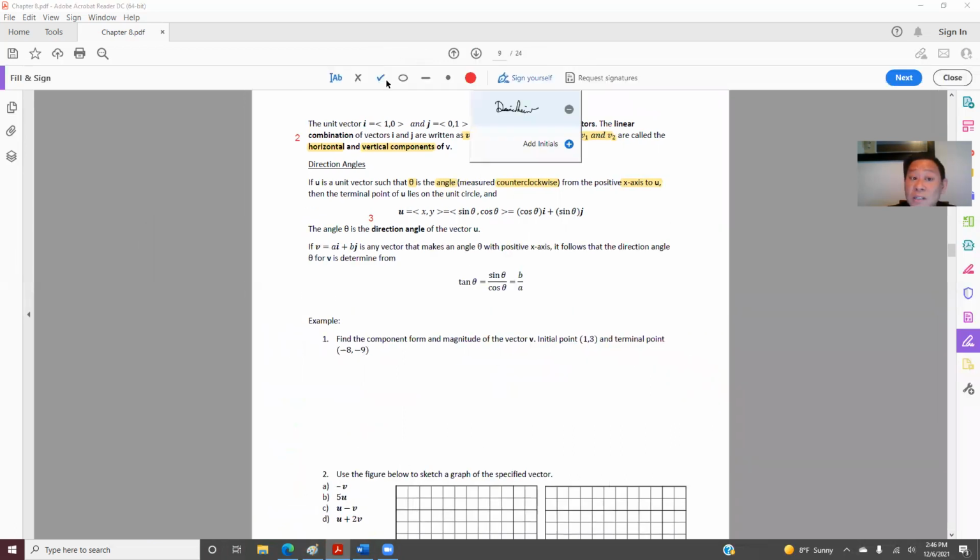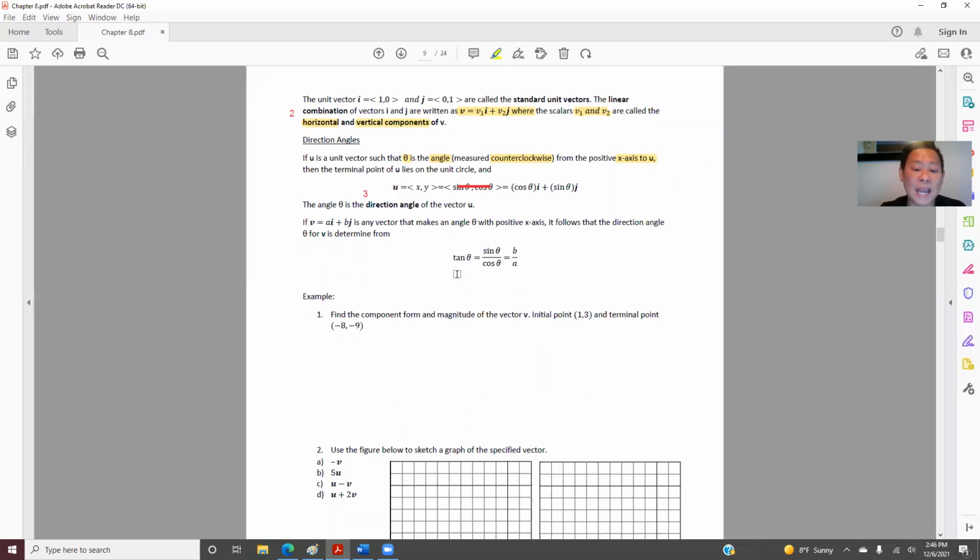This is like the unit circle that you learned in chapter 6. X in this case is always your cosine, so this is actually switched around. So please switch this around. Your u in this case is cosine theta, sine theta. In order to find this theta, you have to use the formula tangent theta equals sine over cosine, or b over a.